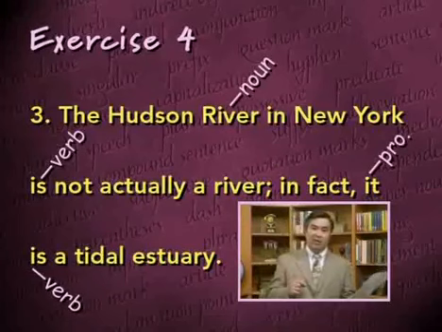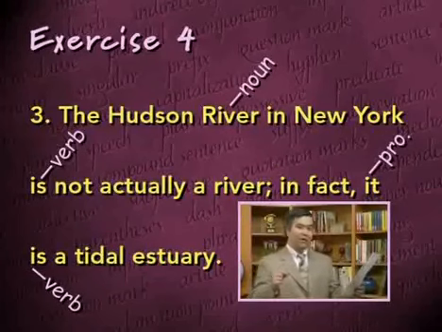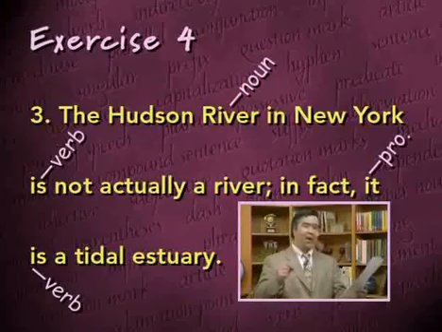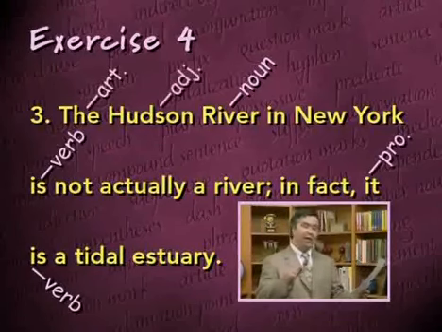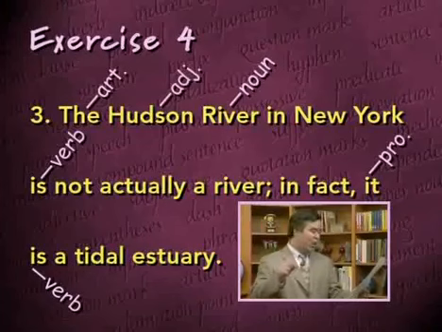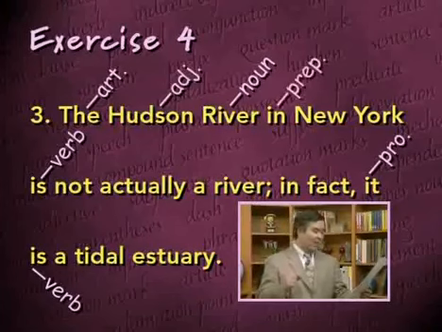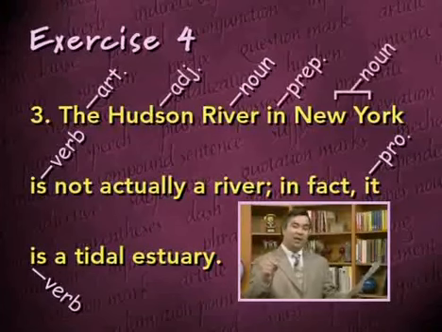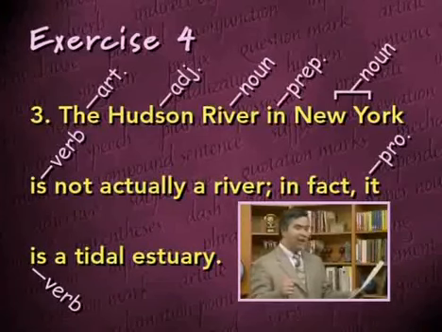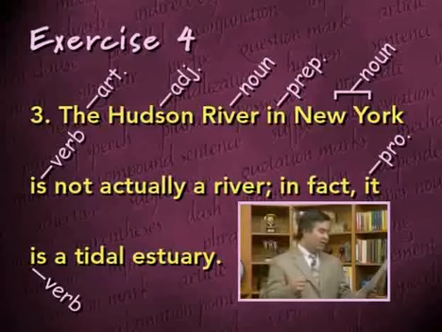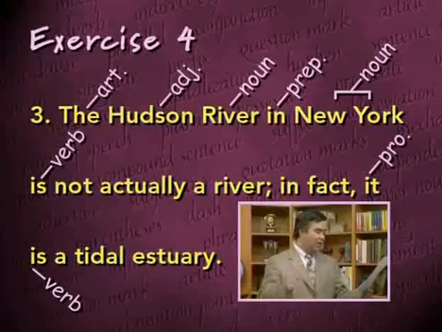Now let's talk about the other words here. We said that river is a noun. The Hudson, preceding the word river, are an article and an adjective. Hudson is an adjective telling what river. In is a preposition, and New York is a noun. It's a proper noun naming a particular state in the United States, and it's the object of the preposition. It's part of the entire prepositional phrase, in New York.